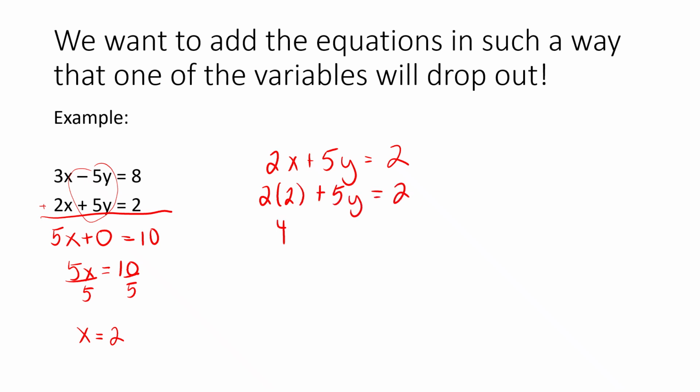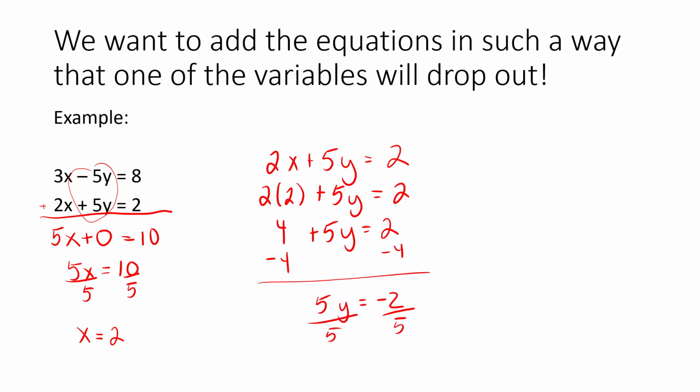2 times 2 is 4. We'll subtract 4 from both sides. So we get 5y is equal to -2, and then divide both sides by 5. So y is equal to -2/5. And there's my answer. So that's one of the ways that you can do it.